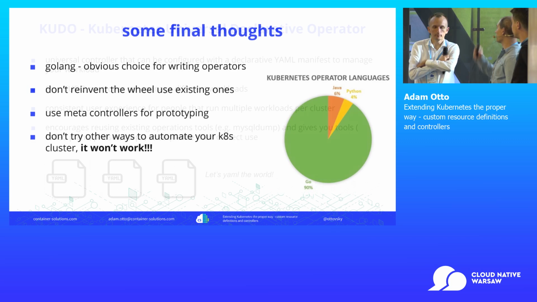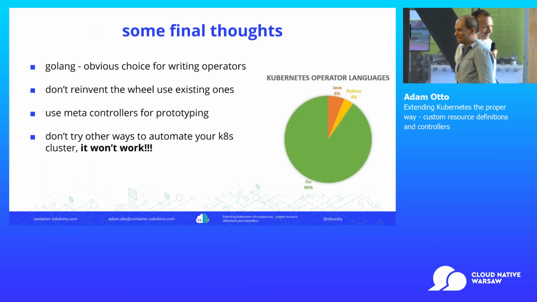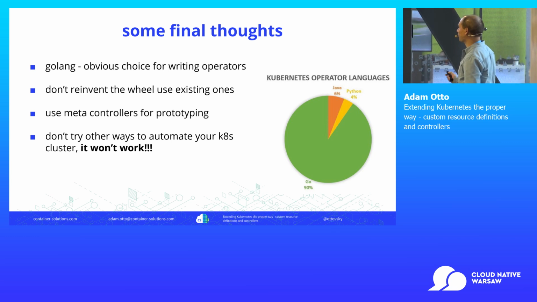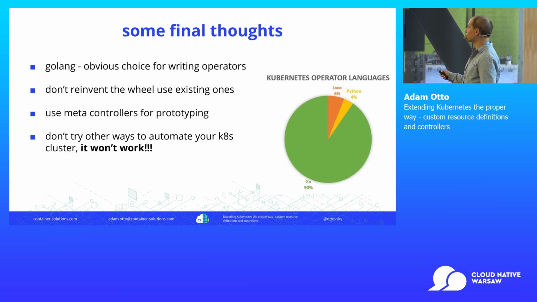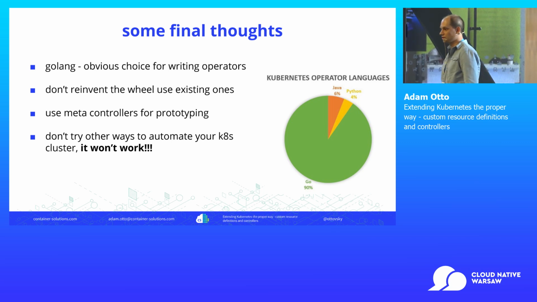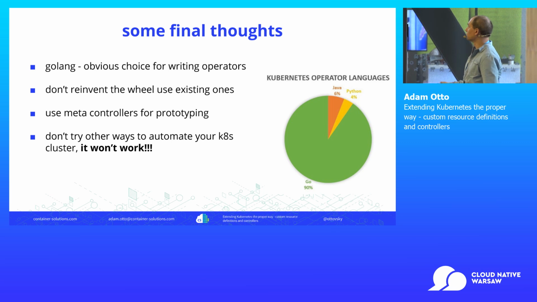And some final thoughts. Here is a summary of what I said. In my opinion, if you want to create your own operator, you should go for Golang, because this is the obvious choice, and the Golang libraries are always up to date with Kubernetes. The other important thing in creating an operator is to try not to reinvent the wheel, but use an existing one instead. This is where I showed OperatorHub.io. Check if one already exists.